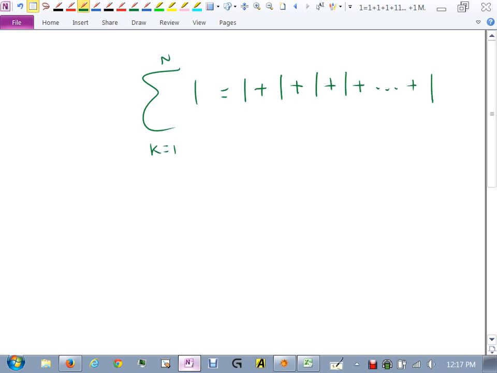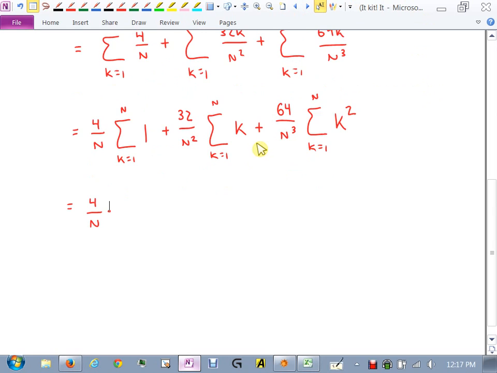How many 1s are there? N of them, right? What's 1 plus 1 plus 1 n times? N, isn't it? That's n. So this sum is going to be n. This whole sum gets replaced with n. Okay, that's what that whole thing becomes.